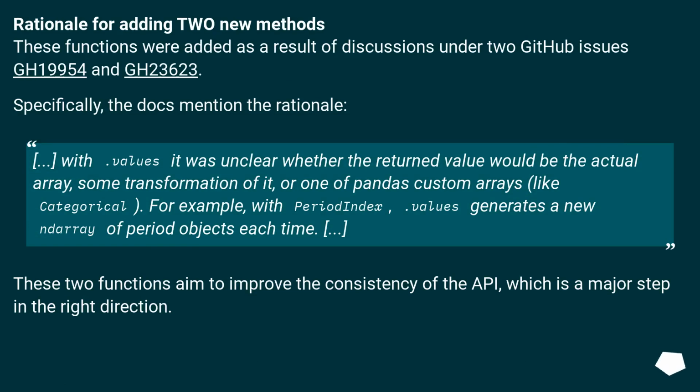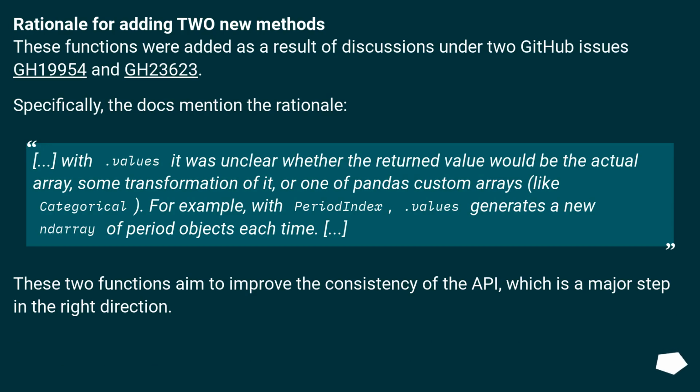Rationale for adding two new methods. These functions were added as a result of discussions under two GitHub issues, GH19954 and GH23623.